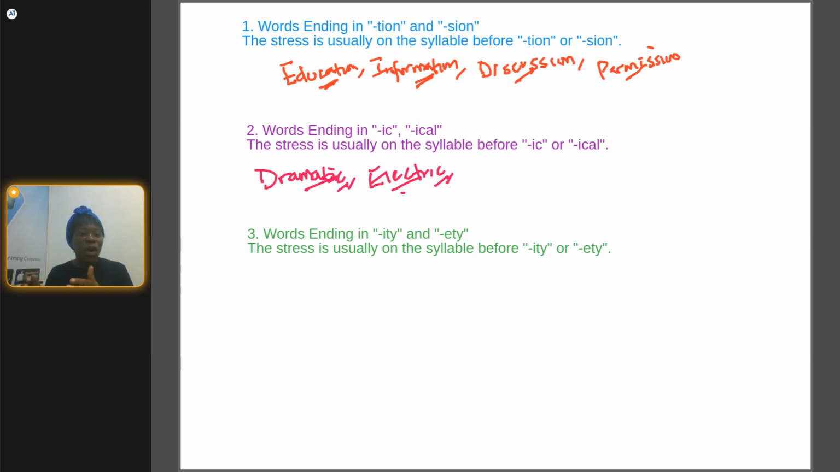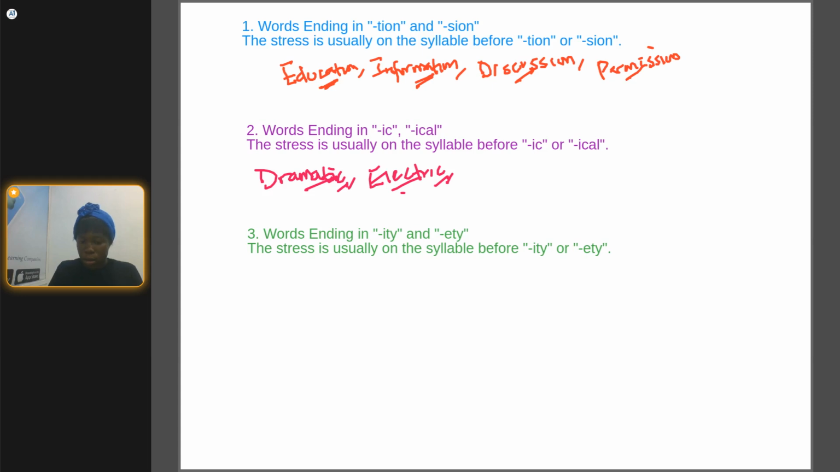So if the word ends with TION, or SION, or IC, or ICAL, or ITY, or ETY, just know that the syllable before these suffixes is the stress syllable. So words ending in ITY and ETY usually have the stress on the syllable before the suffix.